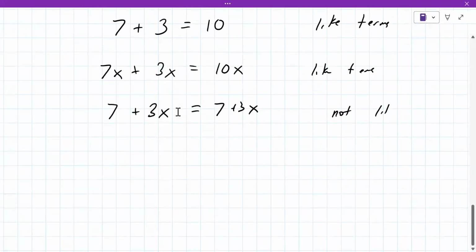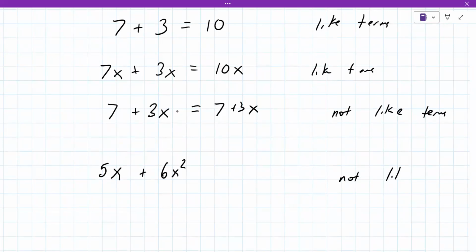So let me give you a few examples here. Let's say you have 5x plus 6x squared. These are also not like terms. And you might be saying, well, wait, they both have an x in it, right? Well, what's the power of x here, though? 2. And here it's a 1. So this is just 5x plus 6x squared.